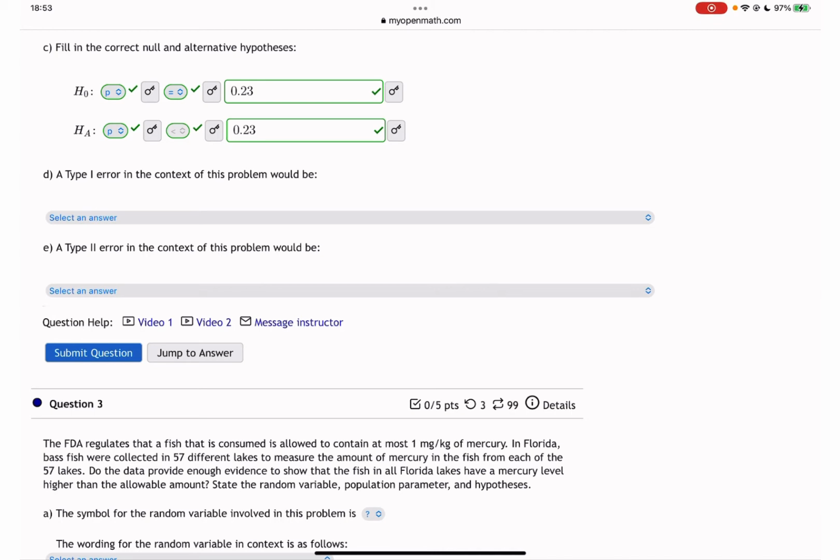Moving to type 1 error and type 2 error. So when do we get type 1 error? When we reject something that is true. Okay? And what is the true? Let me see.